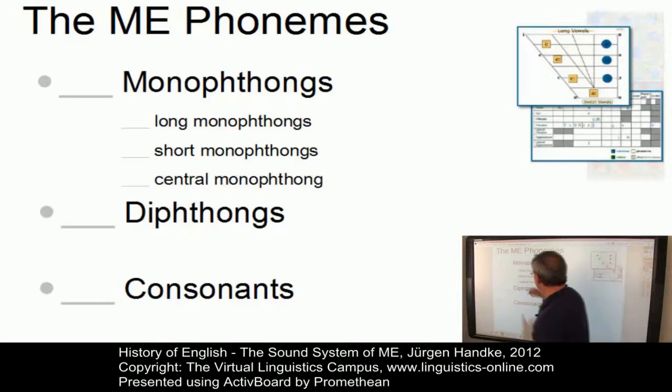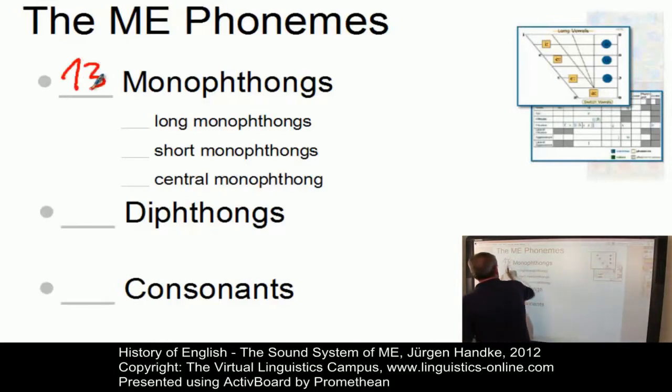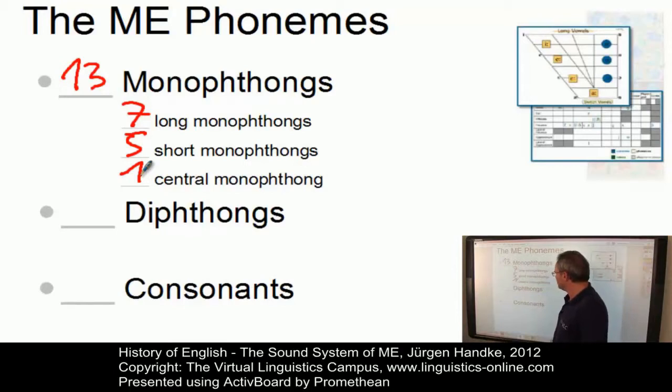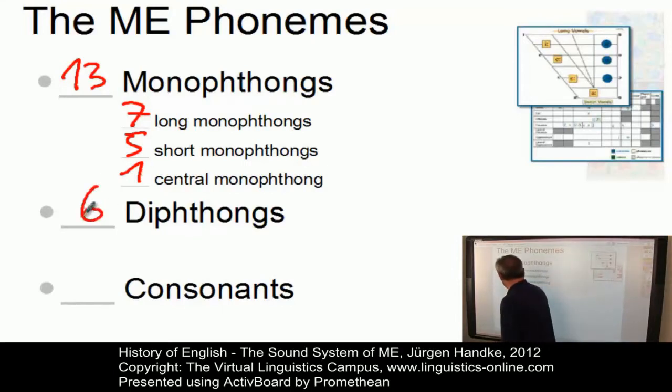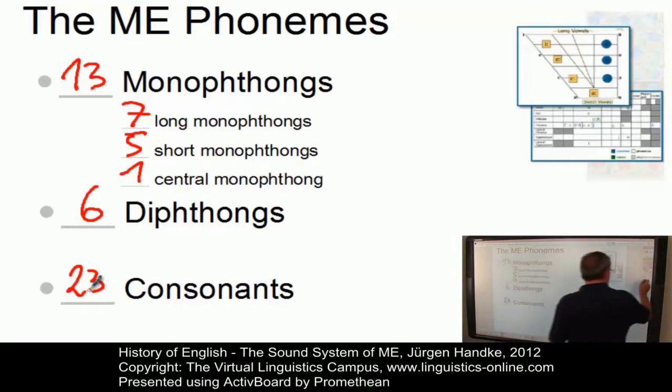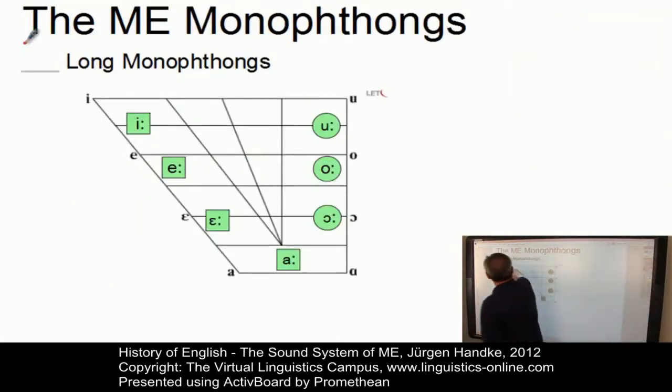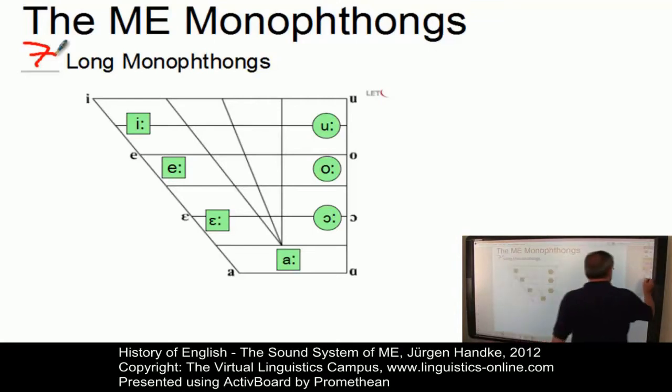There were, first of all, 13 monophthongs: 7 long ones like in Old English, 5 short monophthongs and 1 central monophthong. The number of diphthongs was now 6, and there were 23 consonantal phonemes in Middle English. Let us look at them in detail. Here are the 7 long monophthongs.